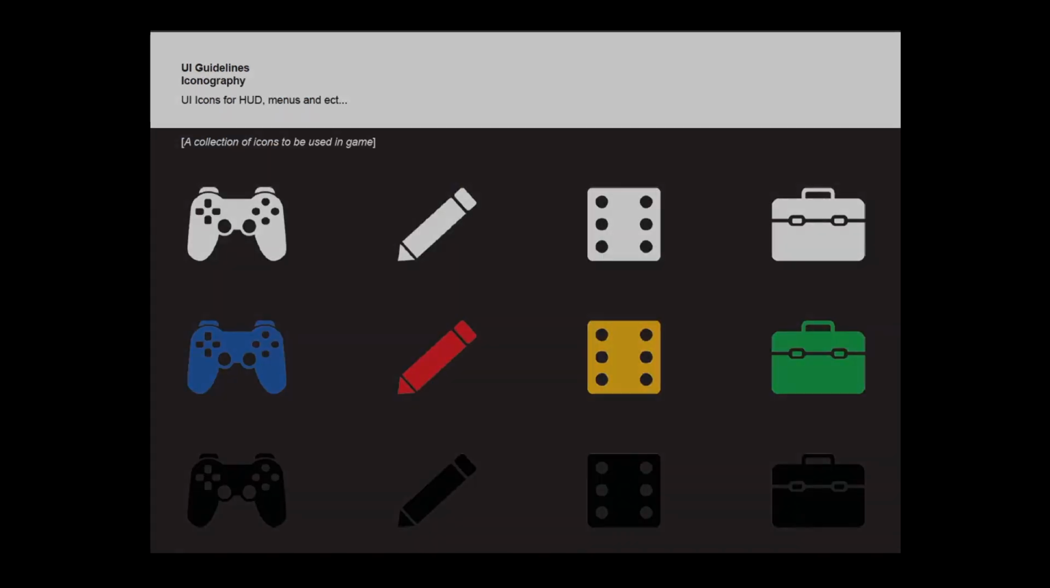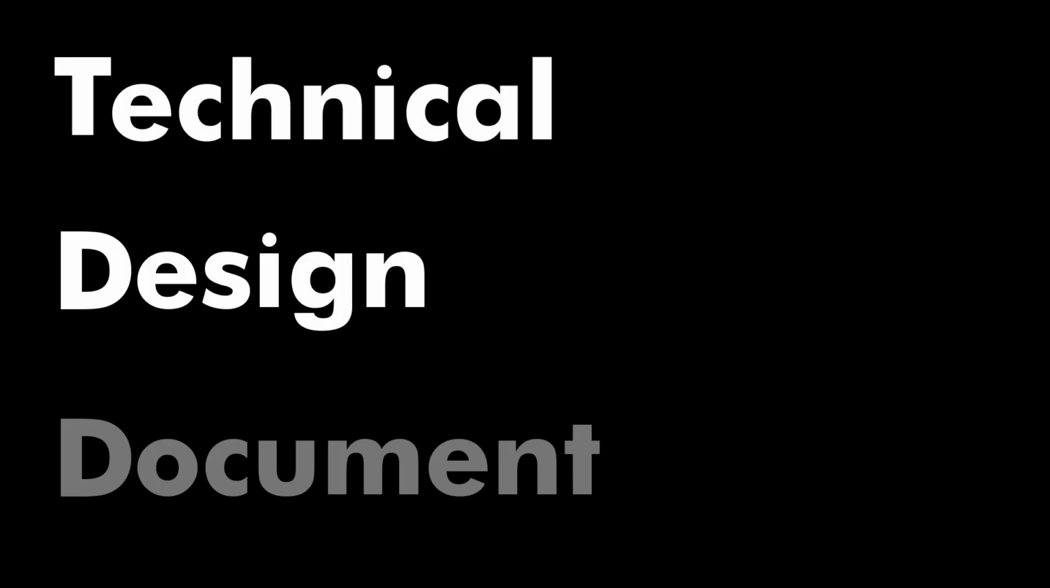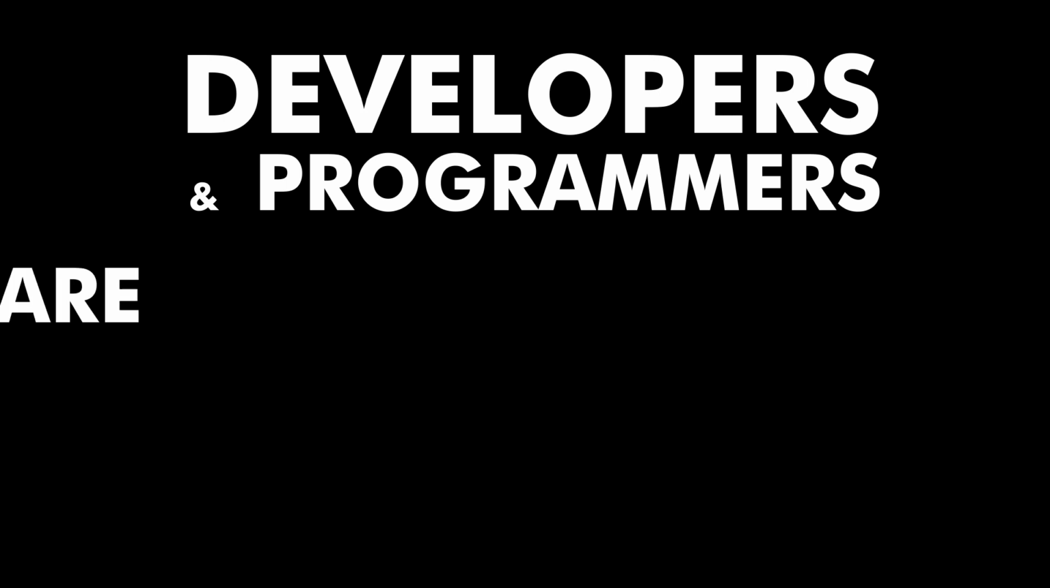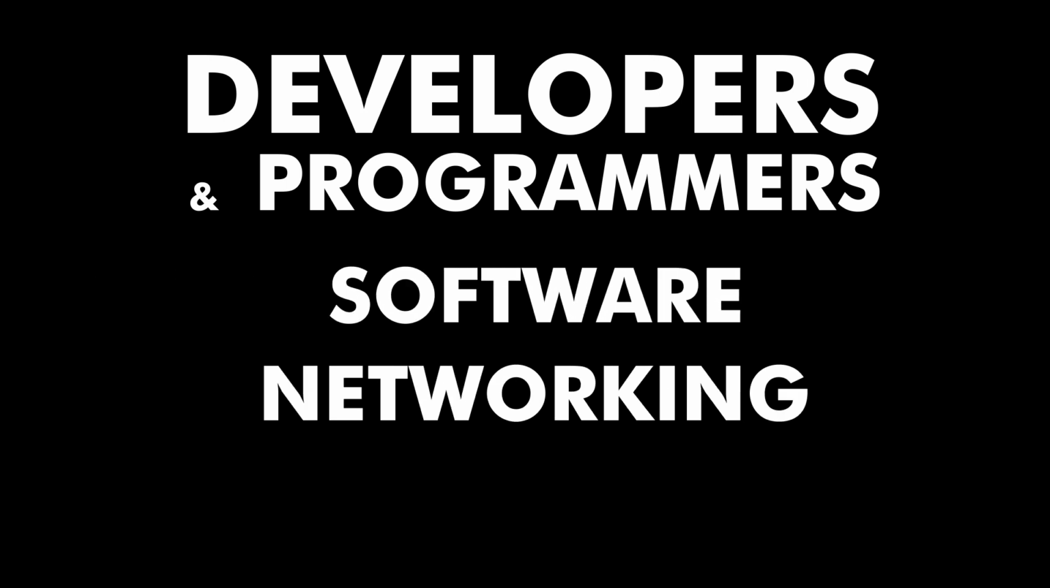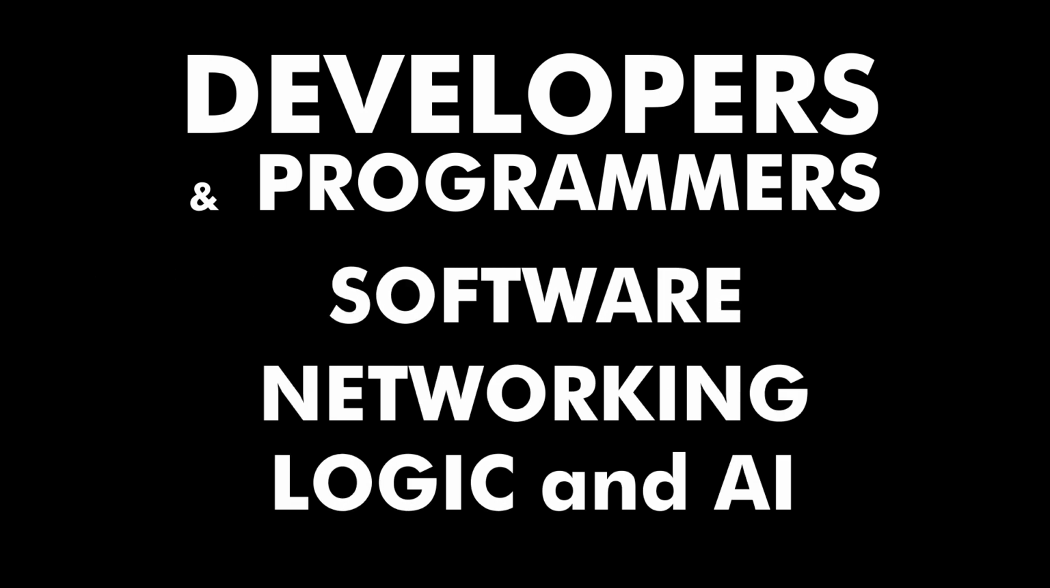Another document I'm going to mention very briefly is the Technical Design document, also known as the TDD. It is usually written up by developers and programmers and focuses more on the software, networking and any logic or artificial intelligence the game might need. It can also be used to highlight tools and programs needed for the rest of the team.